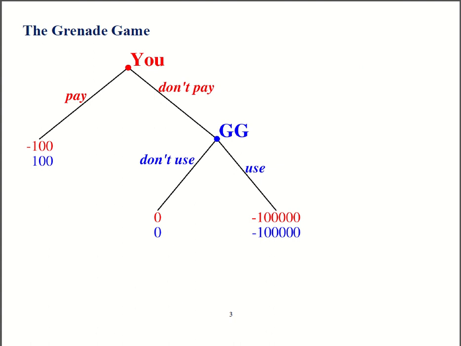So here's the game tree. Showing your options are either pay or don't pay. So if you pay, you're going to lose $100. I'll call it minus 100 for you. Grenade Guy's payoffs here, shown in blue, are going to be plus 100. Now if you play don't pay, now GG, that is Grenade Guy, has their two options. If they don't use the grenade, then nothing changes. I'll model that as a payoff of 0 for both of you. Now if Grenade Guy does use the grenade, that kills both of you. I'll model that as payoffs of minus 100,000.